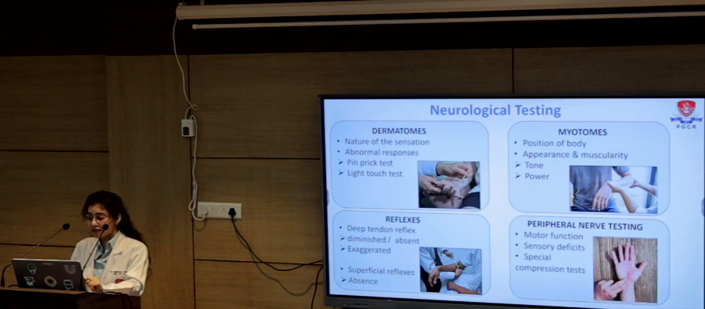And lastly, peripheral nerve testing, focusing on both motor and sensory function of specific nerves, using special compression test and tension test. So these tests are essential to detect any nerve damage, compression, or dysfunction in athletes.